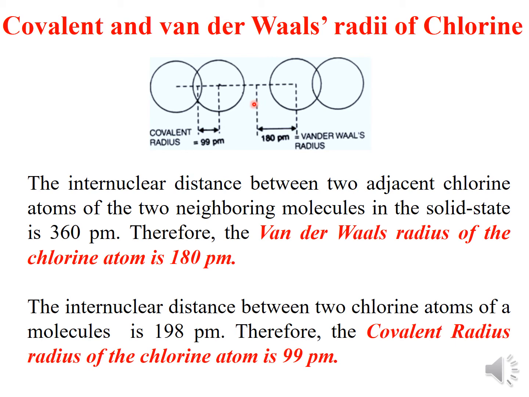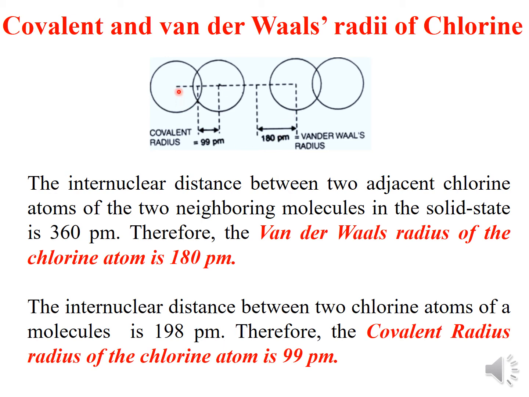So in this case, the internuclear distance between two neighboring chlorine atoms is 360 picometer. So one half of this, 180 picometer, is the van der Waals radius. So one half of this distance is the van der Waals radius.